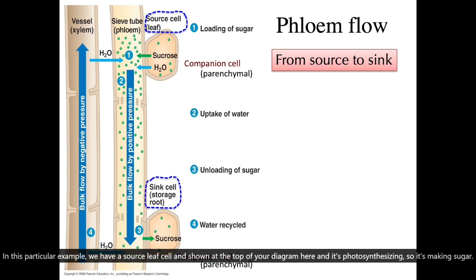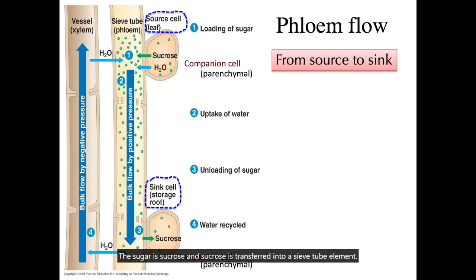In this particular example, we have a source leaf cell, and it's shown at the top of your diagram here. And it's photosynthesizing, so it's making sugar. The sugar is sucrose. And the sucrose is transferred into a sieve tube element. And the sieve tube element, of course, is the phloem, and it's transferred into there. Now, once the material, the solute, is placed into the sieve tube element, this lowers the water potential, as you know, because solutes lower the water potential. That means that water will now spontaneously flow into that area. Water is nearby. In this case, there's a vessel from the xylem nearby, and water flows from the xylem over into this area.